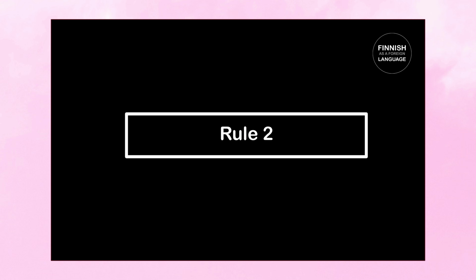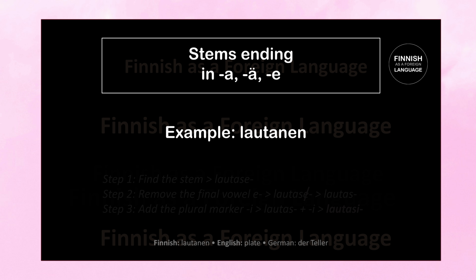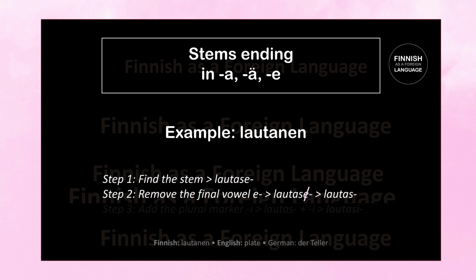Next one, rule number 2. Stems ending in a, or e. For example, lautanen, which means plate. In the first step we have to find a stem, which is lautase. Then in the second step we have to remove the final vowel e. So that means lautase changes to lautas. And then in the third step we add the plural marker I. So we have lautas plus I and we get lautasi. This is our plural stem.